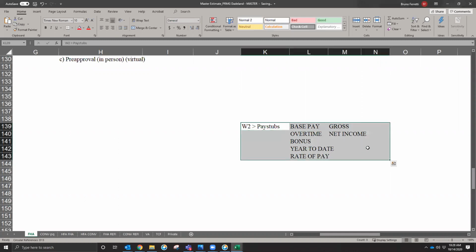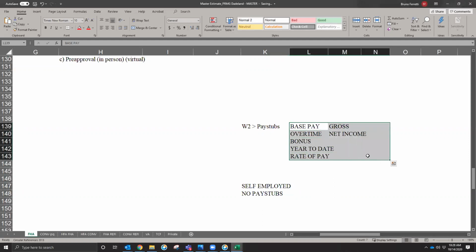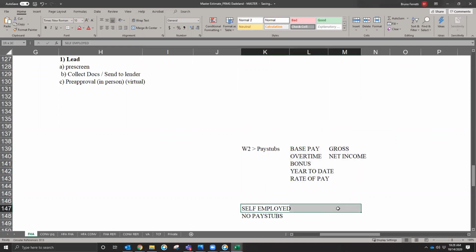If by some chance somebody works self-employed, they do not have pay stubs, okay? What does that mean? I don't get any of this information at all. Because someone who is self-employed declares what they make at the beginning of next year. Does that make sense?